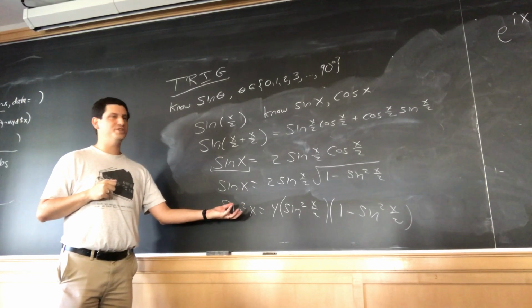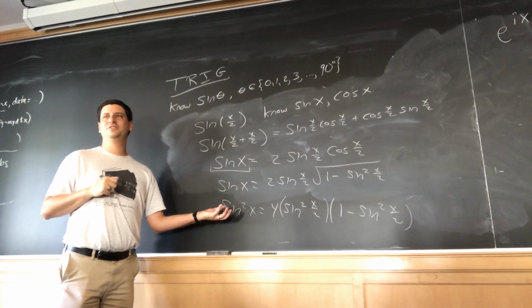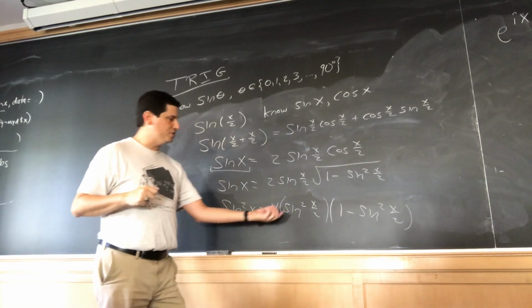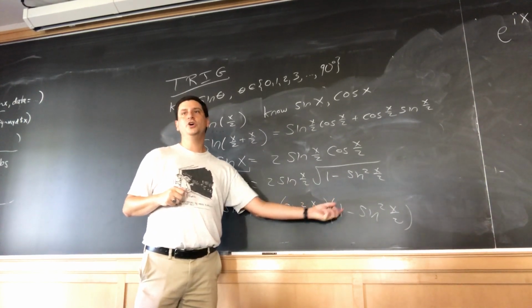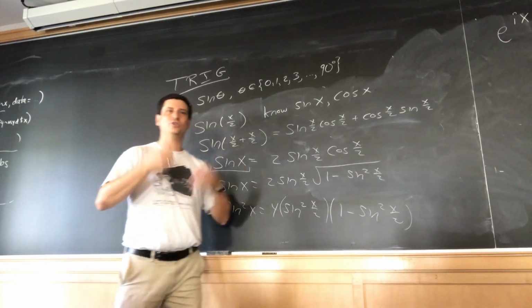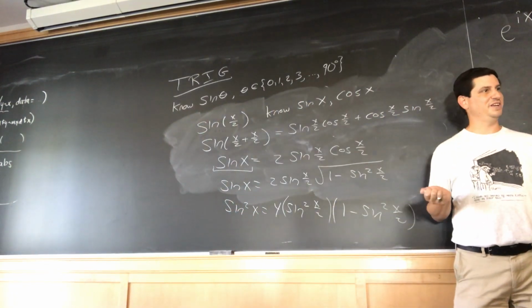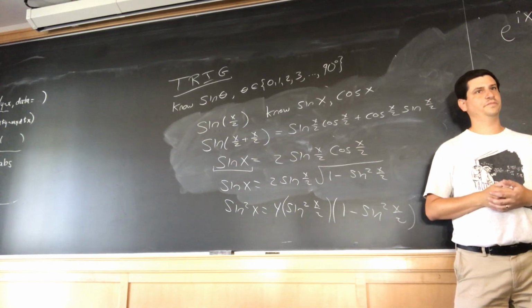So this looks like a quartic equation. Is it really a quartic equation? No, it's a quadratic equation in disguise, because notice that it's only the sine squared of x halves that comes into play. So this is really a quadratic equation in sine squared. I can use the quadratic formula and solve for sine squared, and then I can take the square root of that and get the sine of x halves. That's one way to do this problem.